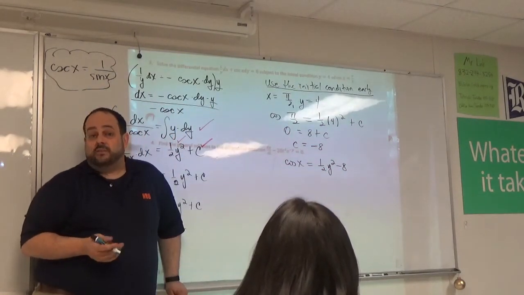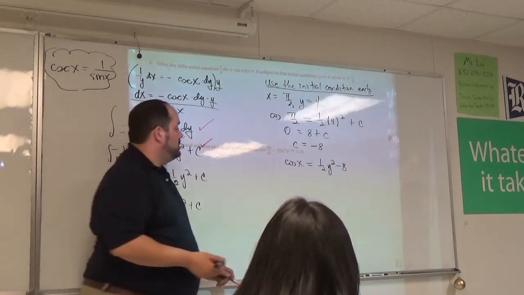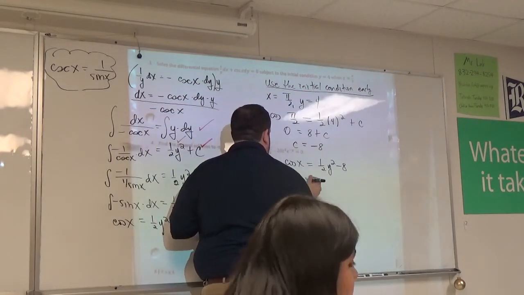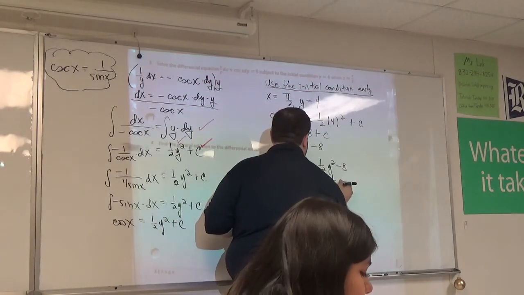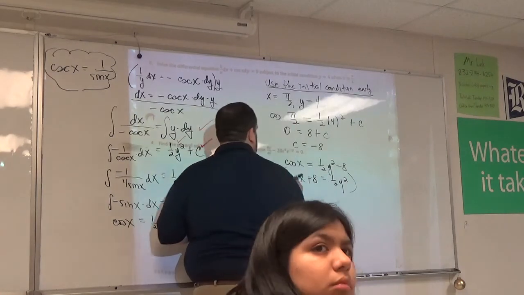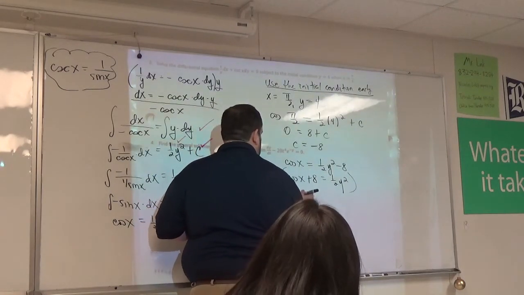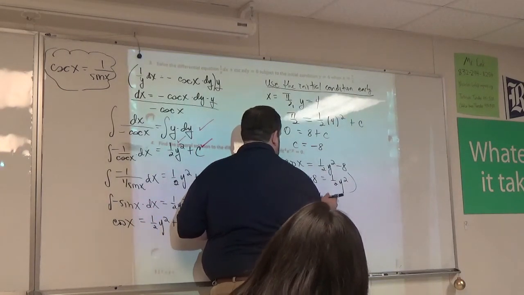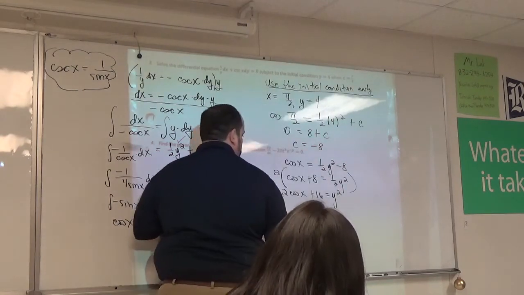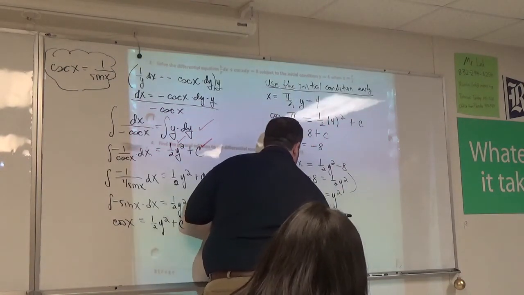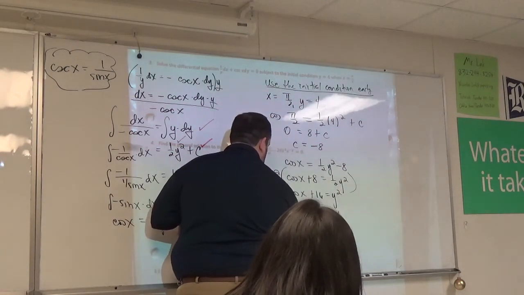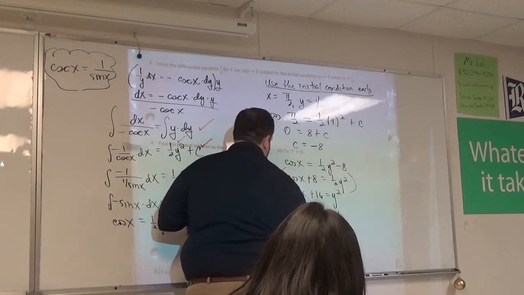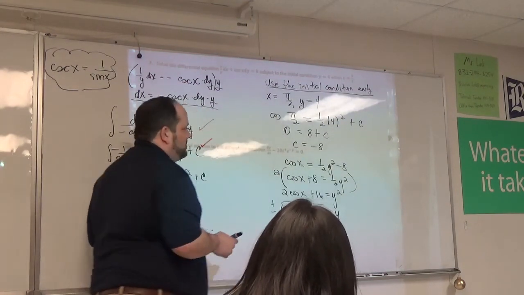Your goal is to solve it for y. So add 8 to both sides. Cosine of x plus 8 equals a half y squared. Double both sides, 2 cosine of x plus 16 equals y squared. Take that square root, and remember to use the plus or the minus.